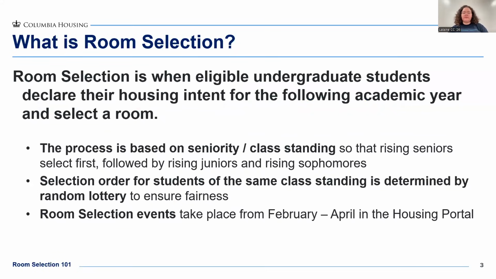So some basics. Room selection is when eligible undergraduate students declare their housing intent for the following year and select a room. To be eligible, it means you have guaranteed housing status for the upcoming academic year. The process is based on seniority, which is why rising seniors get to pick their housing first. Within each class, the selection order is determined by a random lottery. All room selection events take place in the spring through the housing portal.